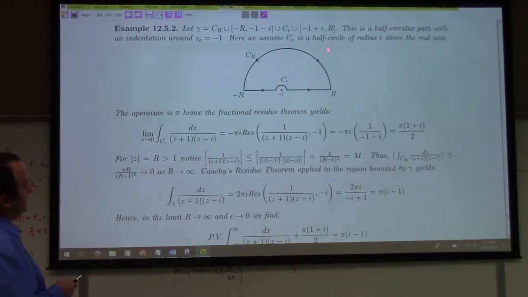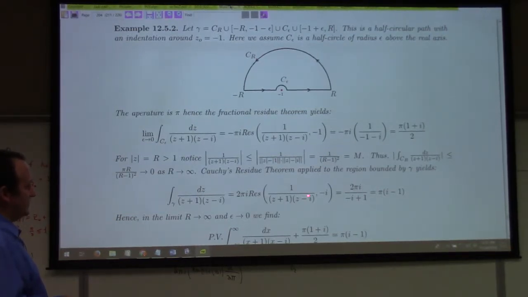If we look at this indented contour, as it's called, we can look at the integral of dz over (z plus 1) times (z minus i). This has a singularity at i and also at minus 1. The imaginary axis is over here somewhere and this is the real axis. Once R is big enough, i is definitely in the interior. So as we calculate the integral over gamma, which is the indented contour, we pick up two pieces.